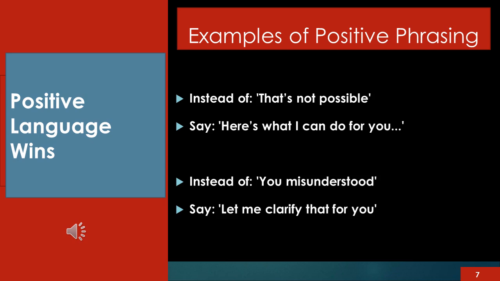Say, on the contrary, "Here's what I can do for you." What they want is impossible. You know it is impossible, but don't emphasize the impossibility. Say what is possible and offer that possibility. So say, "Here's what I can do for you." Or instead of saying, "You misunderstood the point," don't say that. Say something like, "Let me clarify that for you." People are better pleased when you use positive language.